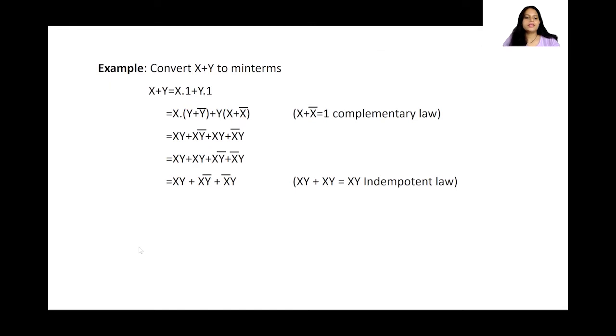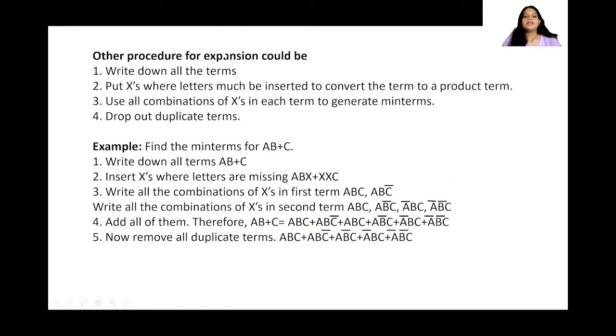So let's go ahead and see the next one. This was the first procedure which we learned. Let's learn the second procedure. There is another procedure of converting a given expression into min terms. How do we do that? First, write down all the terms. Put x where the letters must be inserted to convert them into a product of sums. Use all the combinations of x in each term to generate min terms and drop out duplicate terms.